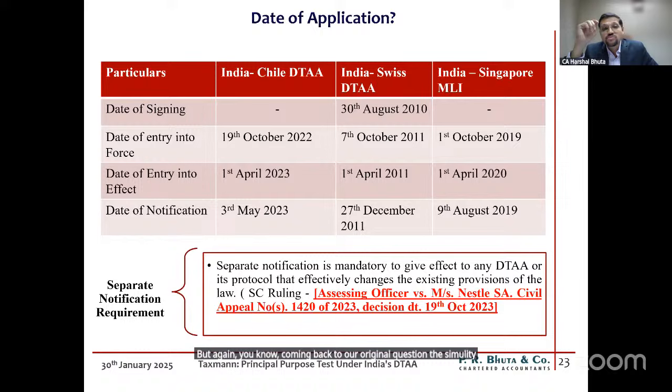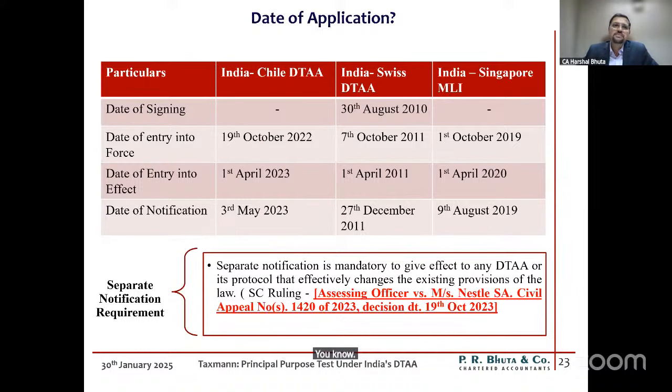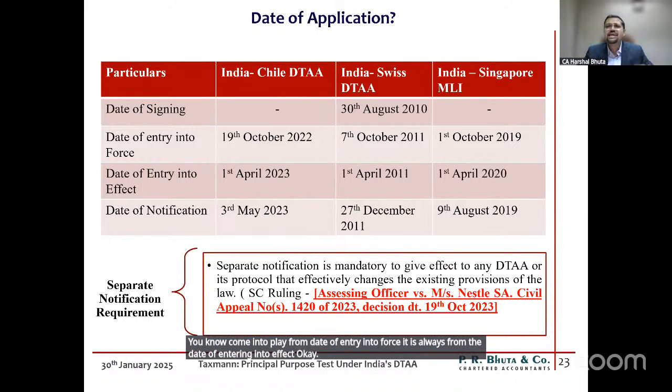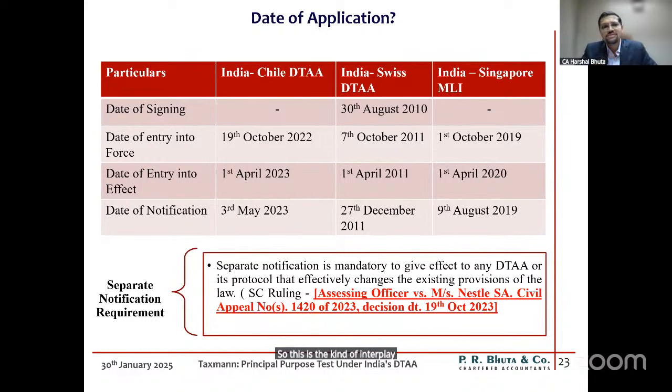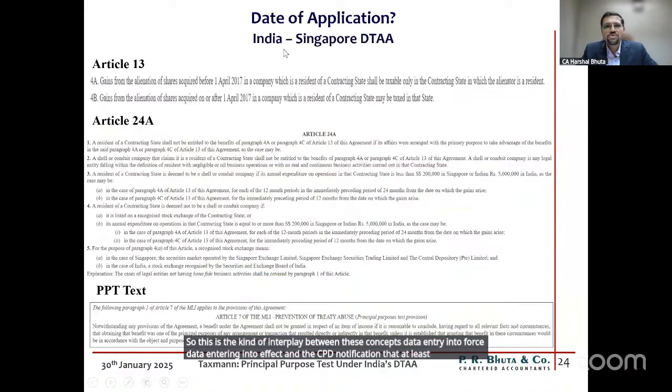But again, coming back to our original question, the CBDT circular says prospective from date of entry into force, which in my view, they have liberally used the term date of entry into force, but none of the provisions of the DTAA protocol ever come into play from date of entry into force. It is always from the date of entry into effect. So I think loosely they have used it, but if you see the intent, it is typically the date of entry into effect, and now modify that with the Supreme Court decision requirement of issuing a notification. So it will be the date of entry into notification. So this is the kind of interplay between these concepts, date of entry into force, date of entry into effect, and the CBDT notification that at least came to my mind, which I wanted to bring forth.